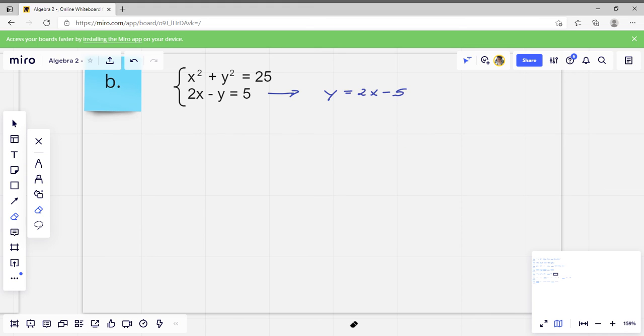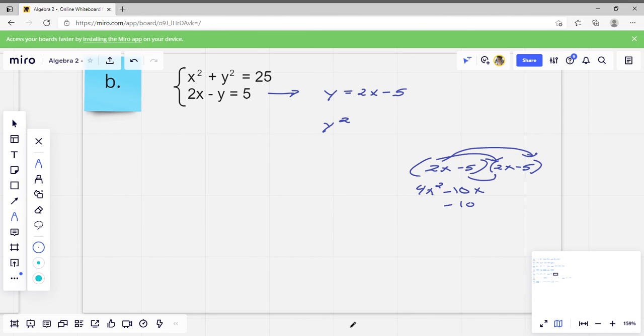Now we have to square both of these, so we want y squared. That means we have to square the other side, so 2x minus 5 squared, so times 2x minus 5. 2 times 2 is 4x squared. And then 2 times 5, that would be negative 10x. And then right there would be another negative 10x. And there we would have positive 25. So we're going to have 4x squared minus 20x plus 25.